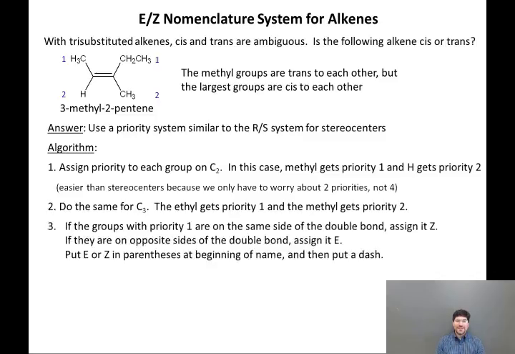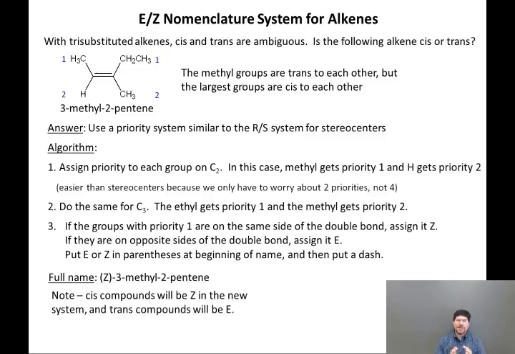Now the rule. If the groups with priority 1 are on the same side of the double bond, we assign it Z. If they are on opposite sides of the double bond, we assign it E. And the place we put this in the name is we put the letter E or the letter Z in parentheses at the beginning of the name, and then we put a dash. So the full name for this structure would be (Z)-3-methyl-2-pentene.